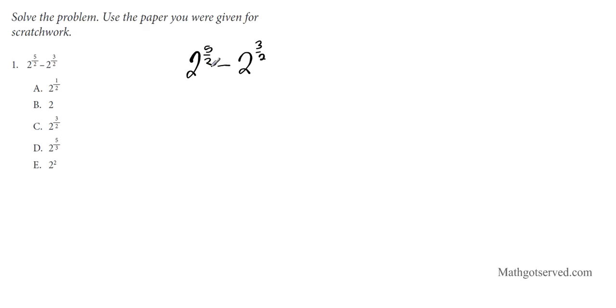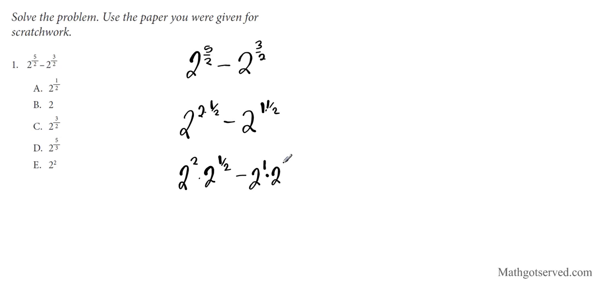Well, first of all, write the powers as mixed numbers. So we're going to have 2 to the 2.5 minus 2 to the 1.5, okay? Because 5 divided by 2 is 2 remainder 1, 3 divided by 2 is 1 remainder 1, all right? Now what we're going to do is separate the powers in the following fashion. I'm going to have 2 squared times 2 to the 1/2. I'm separating the integer from the fraction. Remember, this is a proper fraction, that's what we want. And then 2 to the 1 times 2 to the 1/2.